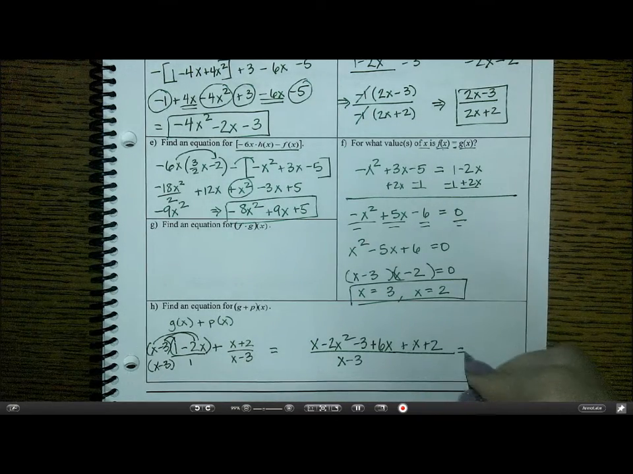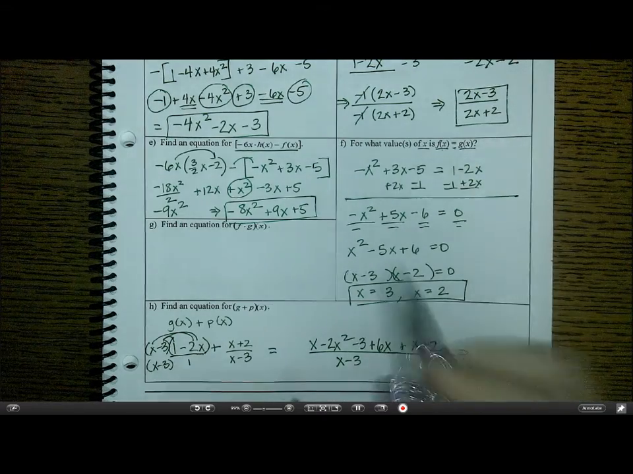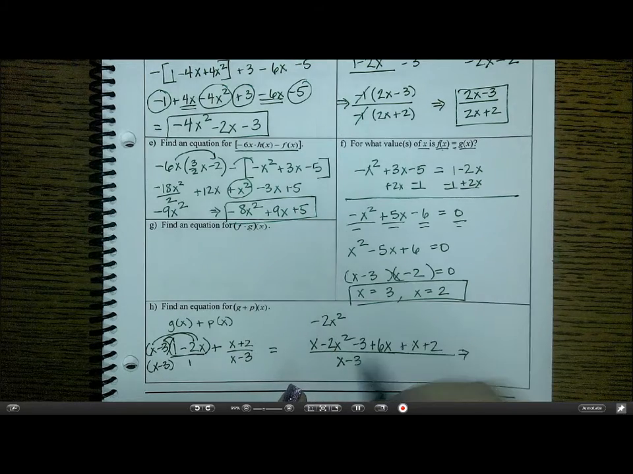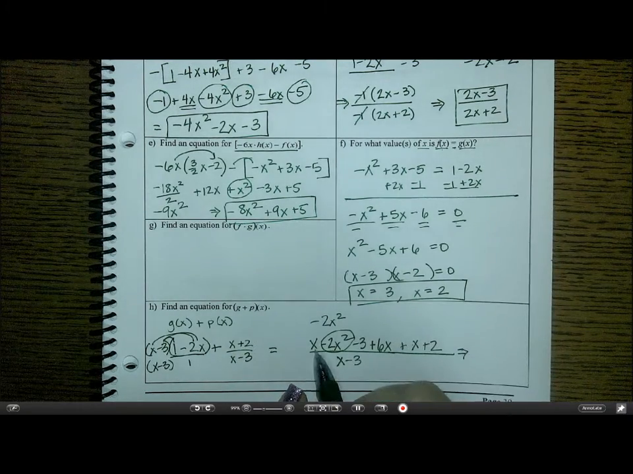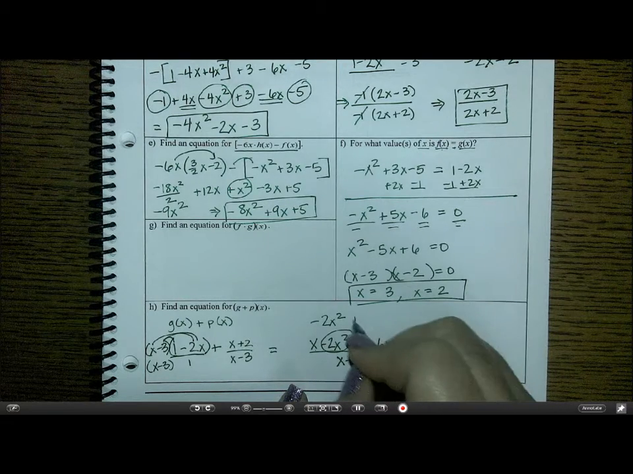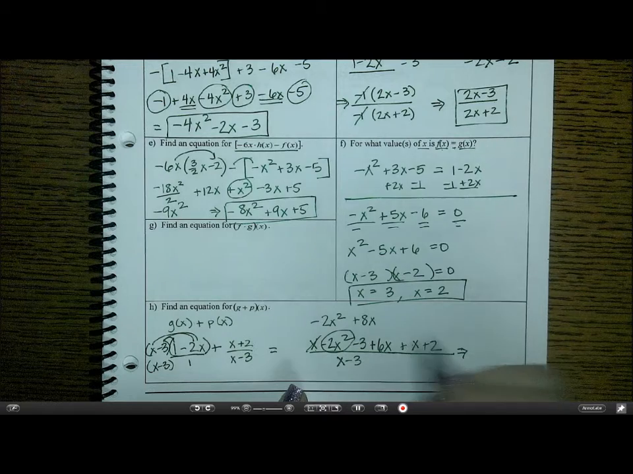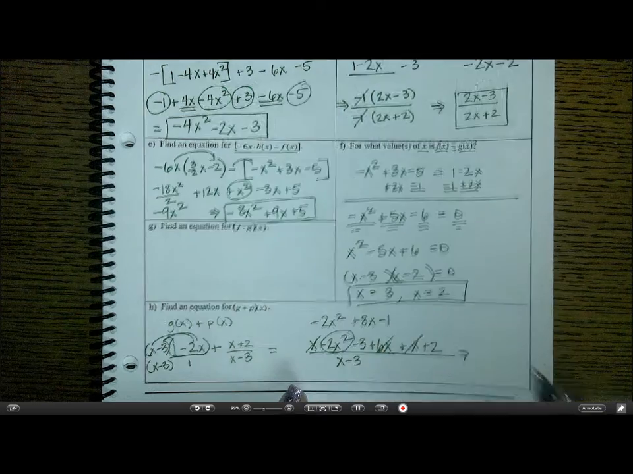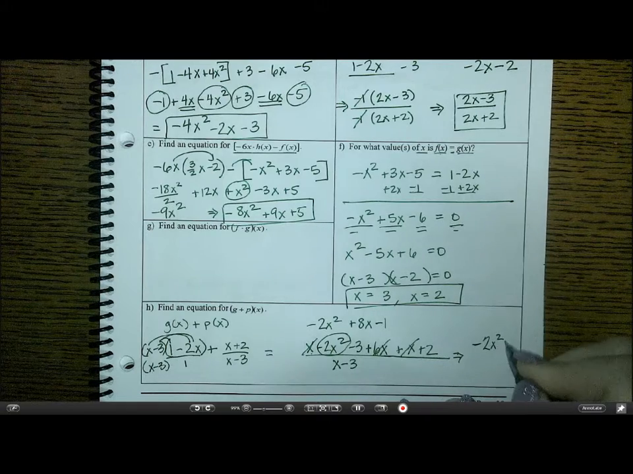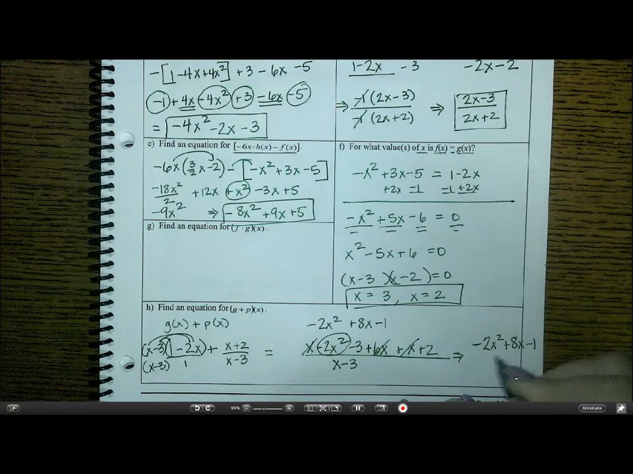Now we just combine our numerators and our like terms. So I've got a negative 2x squared. I've got an x and 6x and another x. So 6x, 7x, 8x. So I took care of that one, that one, that one. Negative 3 plus 2 is negative 1. So I've got negative 2x squared plus 8x minus 1 all over x minus 3.